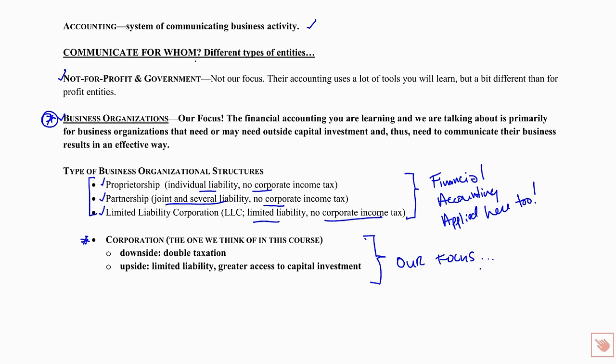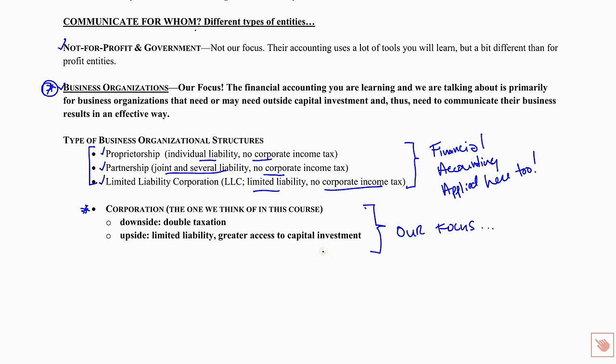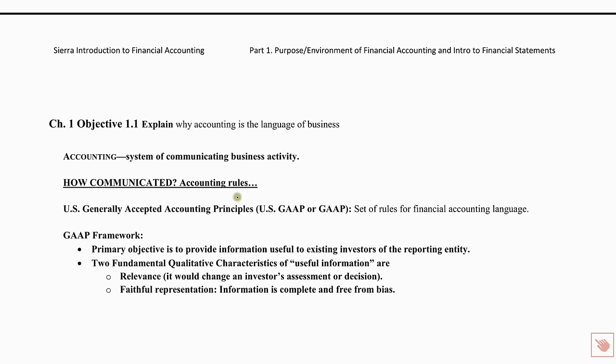In some instances, some of the accounting we're going to do would be identical. It doesn't depend on the organizational structure. But a corporation that pays corporate income taxes is the organization we're thinking of. These organizations have limited liability and generally greater access to capital investment. So that's why you might form a corporation.